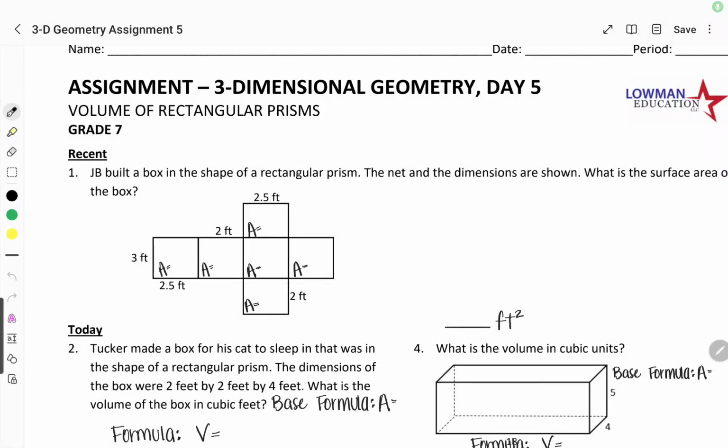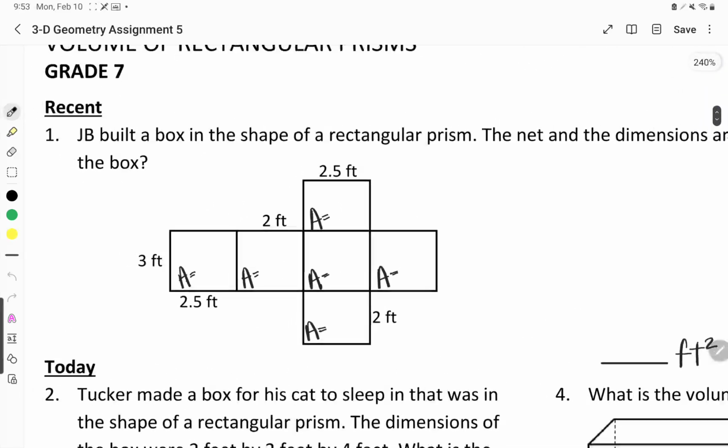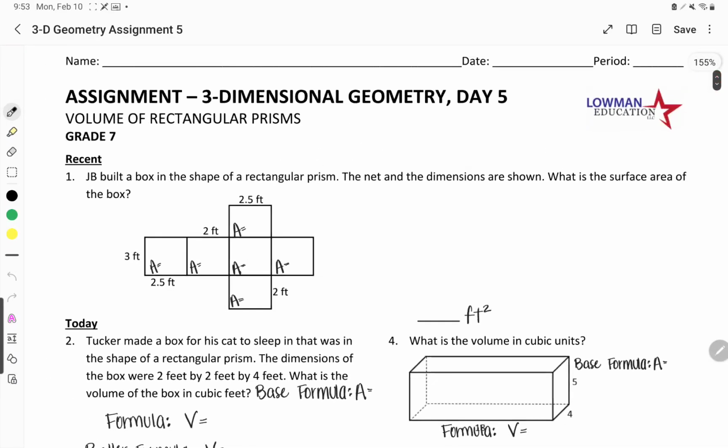You complete your assignment, I'm going to go ahead and attach this video, and this video is going to walk you through how to do it and ask you questions as you go to hopefully help you grasp the concept a little bit better. So right here we are looking at the box of the rectangular prism, and it wants to know what is the surface area.